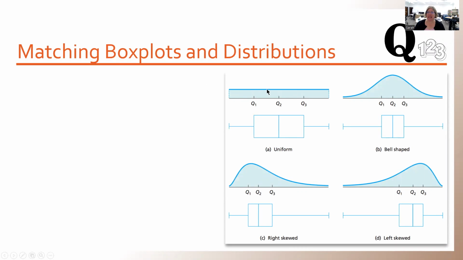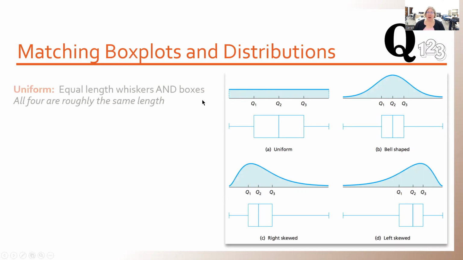All right, so I have a set of pictures here for you. And the first one we're going to look at is the uniform distribution. A uniform distribution is flat across the top in a histogram. And in a box plot, what that means is that both of the pieces of the box are the same size, as well as the whiskers. So all 4 parts, the 2 whiskers and the boxes, are all roughly the same length.